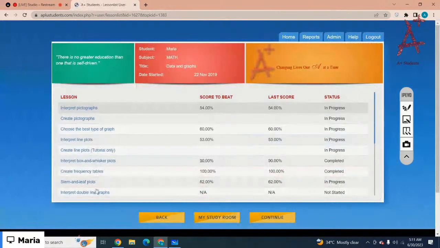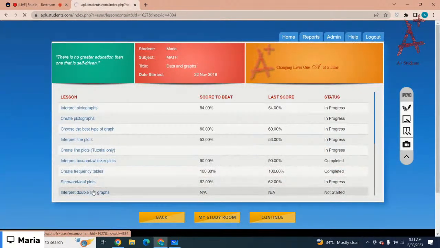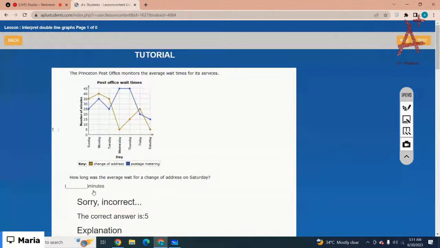Okay, the next lesson is interpret double line graph. The Princeton post office monitors the average wait time of its services. How long was the average wait for a change of address on Saturday? Okay, so you have two lines on the graph. You can see the brown one for the change of address and the blue one for the postage metering. So you have to find how long the average wait was for change of address. That means you have to look for the brown one on Saturday.